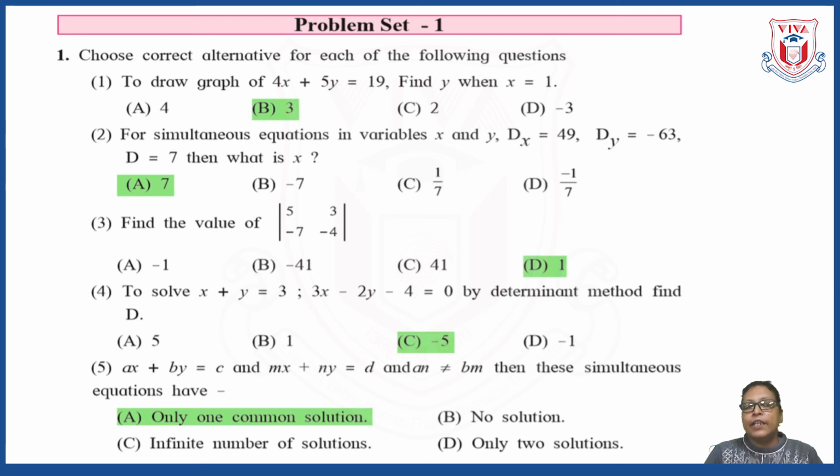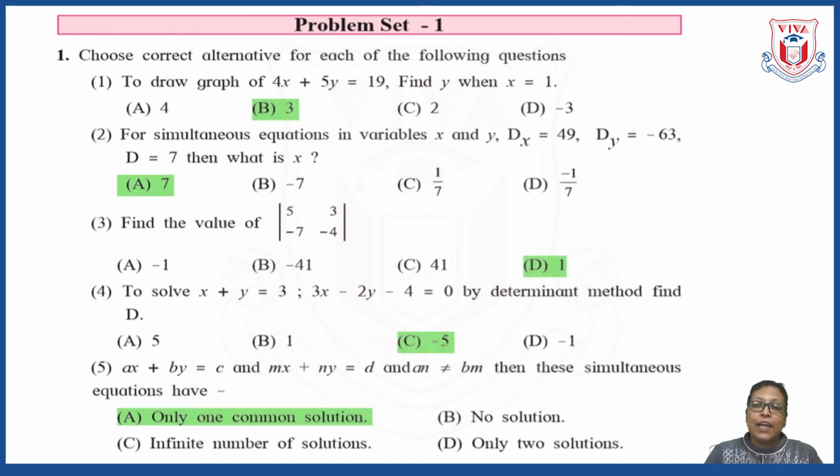ax plus by is equal to c and mx plus ny is equal to d, and an is not equal to bn. You will see that an and bm means again Cramer's rule is used and the value of D is found. When I taught you Cramer's rule, I told you that D cannot be 0, because when D is equal to 0, then the equation does not have a unique solution.